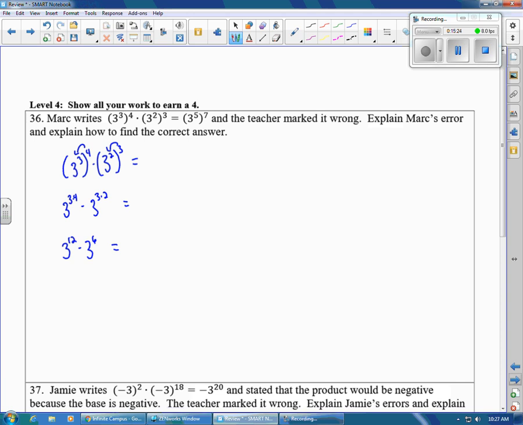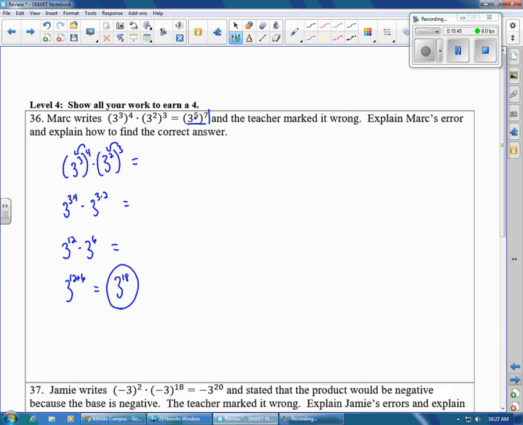And that I know I'm going to keep my base and then add my exponents together. So 12 plus 6 is going to be 3 to the 18th power. Now I know that's the correct answer. Let's compare that to what Mark found. Mark said it was going to be 3 to the 5th power to the 7th power. I know he's wrong. Let's see if I can figure out what he did.